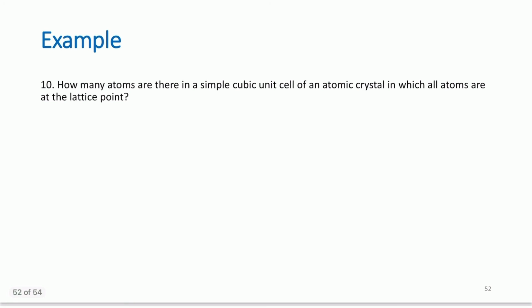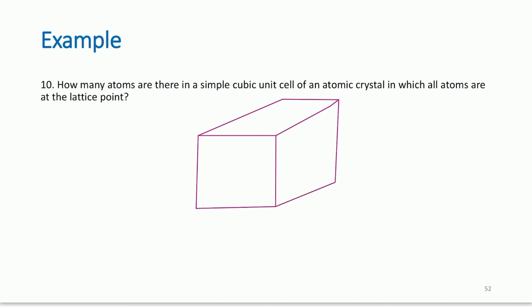Number 10, how many atoms are there in a simple cubic unit cell of an atomic crystal in which all atoms are at the lattice points? Let's think about what this means. Draw a simple cubic. 1, 2, 3, 4, 5, 6, 7, and 8.